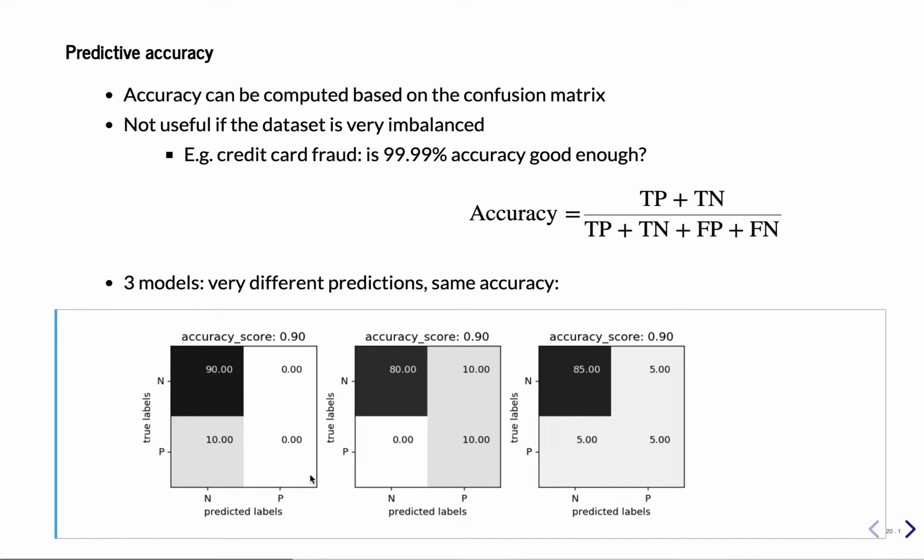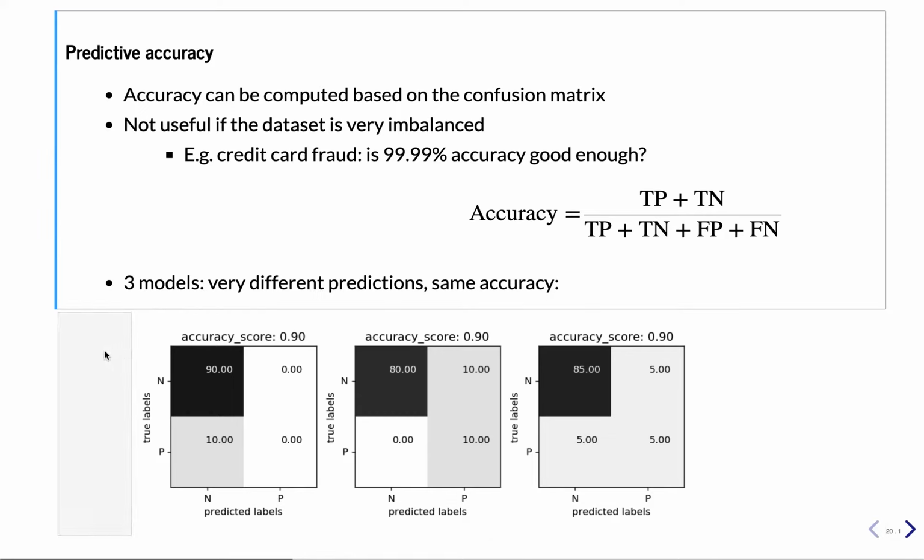3 different models, which each give different types of predictions. And they all have the same accuracy. This model never predicts positive, it always predicts negative. So in this data set, we have a 90-10 imbalance. So by just predicting negative, it's actually already 90% accurate.